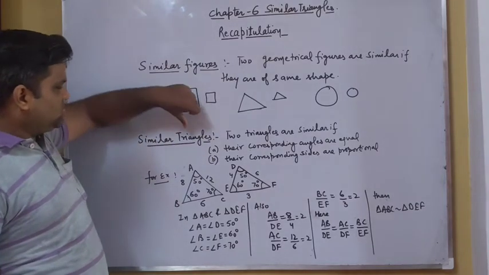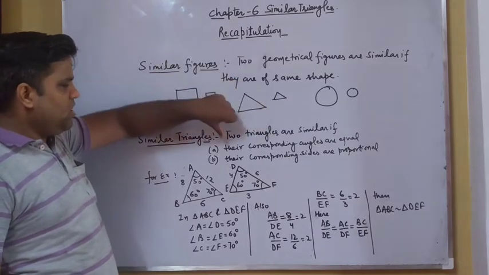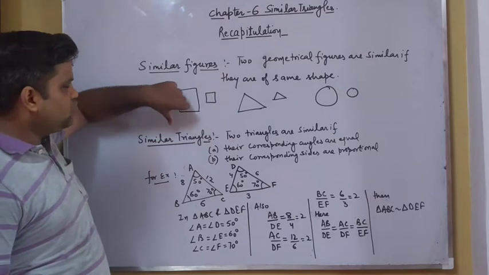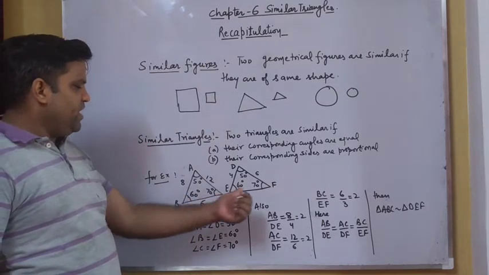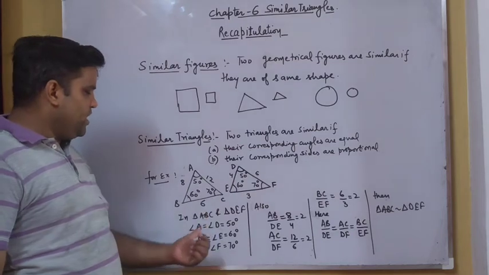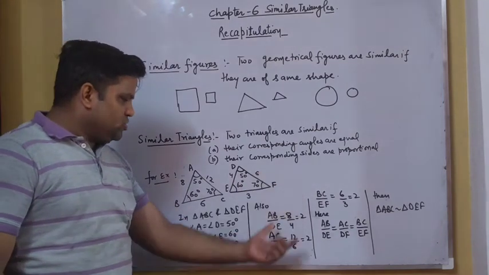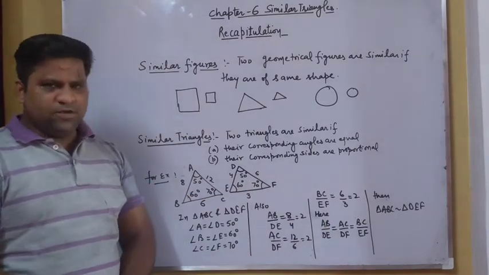Now let us come on the similar triangles. Two triangles are similar if their corresponding angles are equal and their corresponding sides are proportional. If these two properties hold, then we can say that two triangles are similar. Here we have an example in triangle ABC and triangle DEF, as angle A equal to angle D, angle B equal to angle E, angle C equal to angle F, and here the ratios of corresponding sides are also equal, so we can say that both triangles are similar.